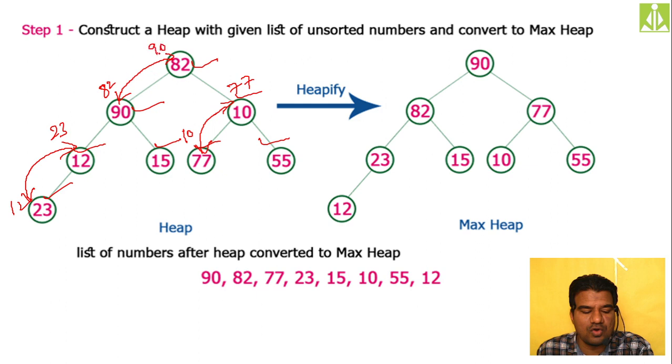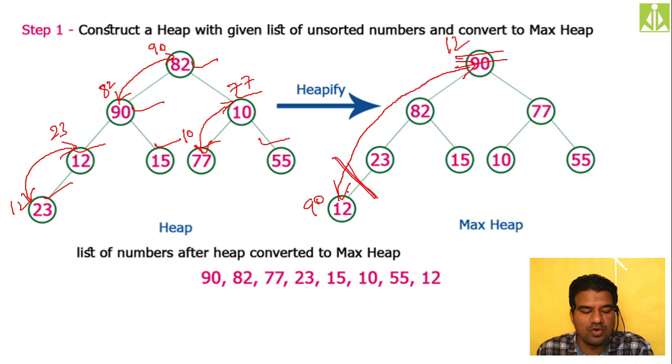So now the same thing. See, 90 root node, 82, 77, then 23, 15, 10, 55. Then finally we have 12. 12 came over here. So after doing this, we have to delete this root node 90. To delete the root node, we have to select the last node in the level order traversal and swap. So 90 will come down and 12 will go up. 12 will come over here, 90 will come down. So then delete this 90.